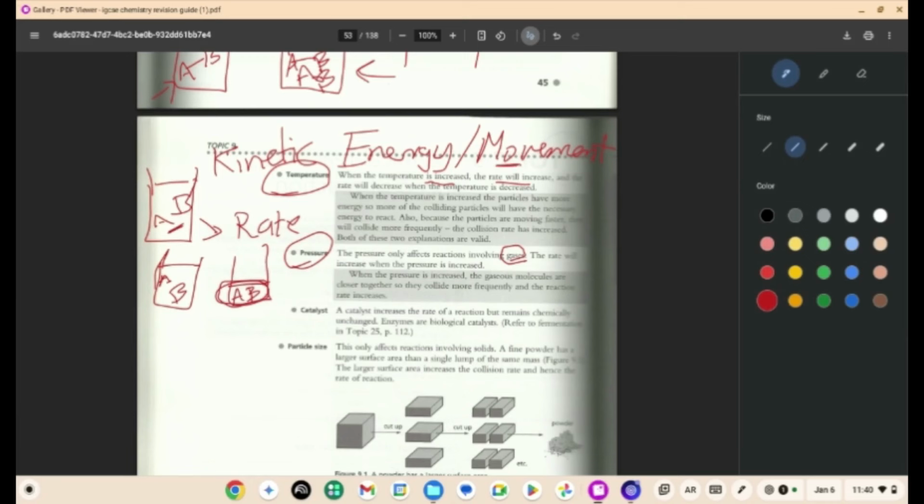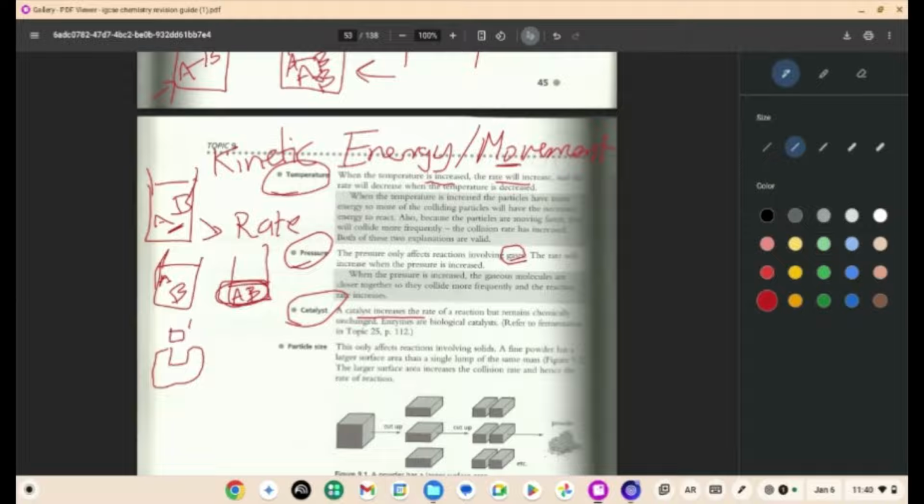The catalyst increases the rate of the chemical reactions, and we have 2 types of catalysts. We have the chemical catalyst and the biological catalyst. How does the catalyst work? The catalyst is a molecule that helps in the reactions. How does it help in the reactions? For example, it's like this.